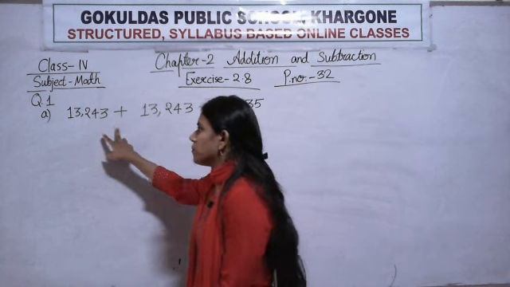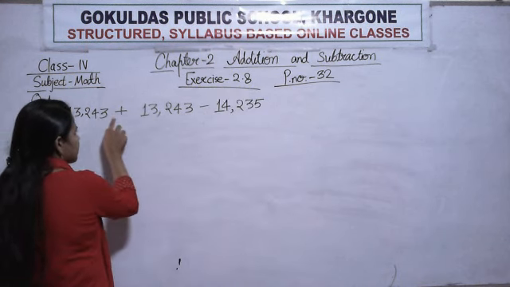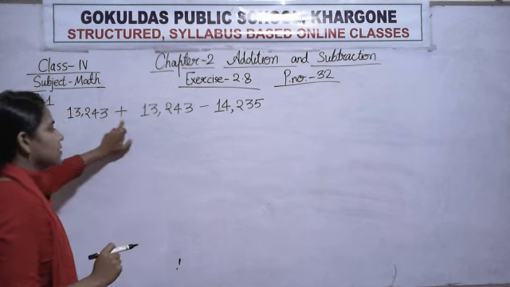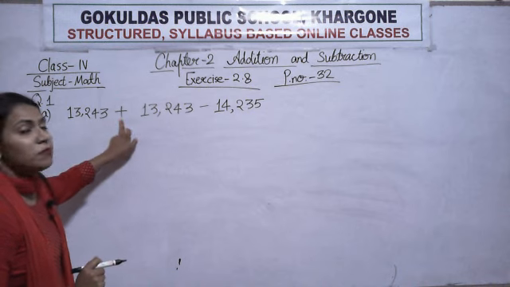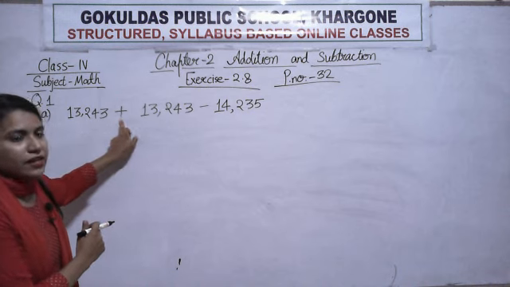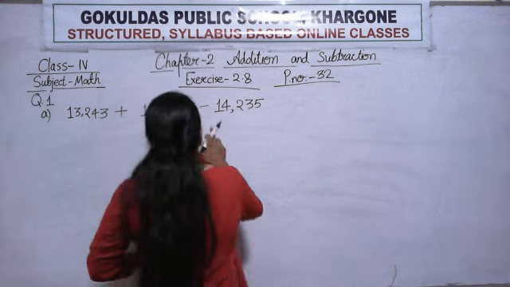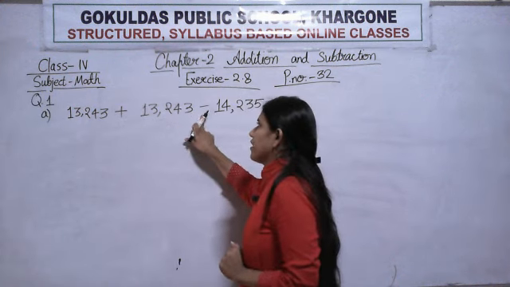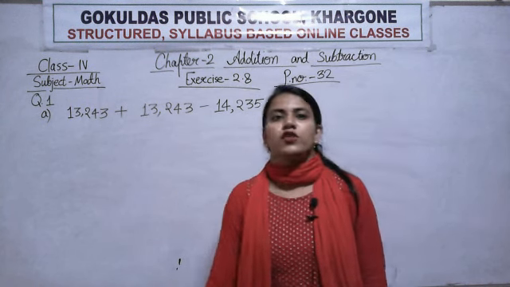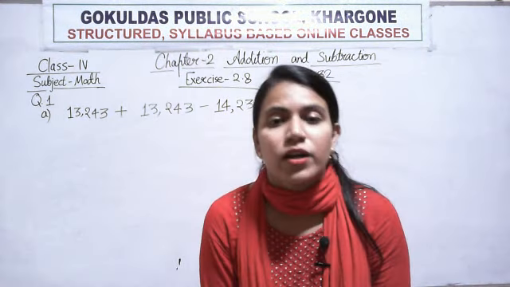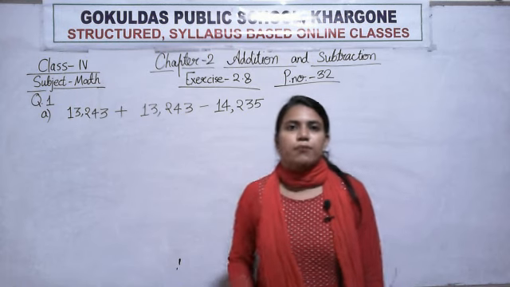Okay, so when we observe the first two numbers, between these first two numbers a plus symbol is there. So we observe that here we have to perform the addition operation, right? Between these two numbers we will perform addition. And here you observe that a minus symbol is there. Means to solve this question you have to perform two operations: one is addition and one is subtraction.